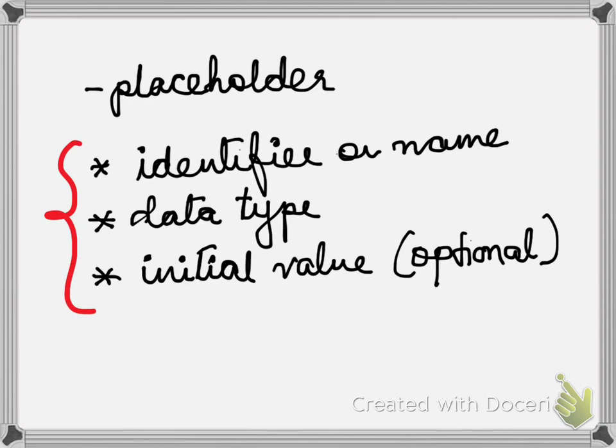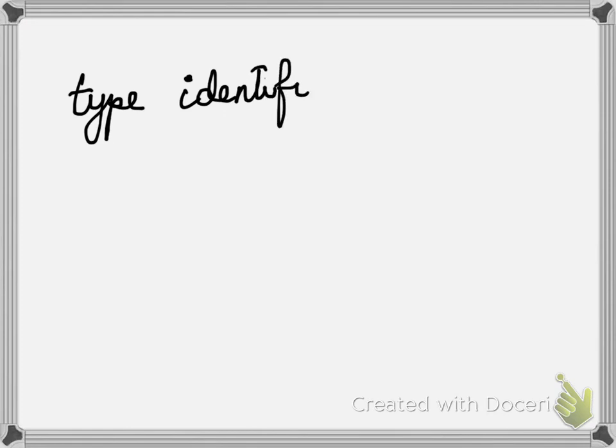So let us see an example. The syntax is something like this. The first thing that we give is the data type, then we give the identifier or the name. Then optionally, the optional part I'm showing using the square brackets, is equal to value. And finally you put the semicolon.